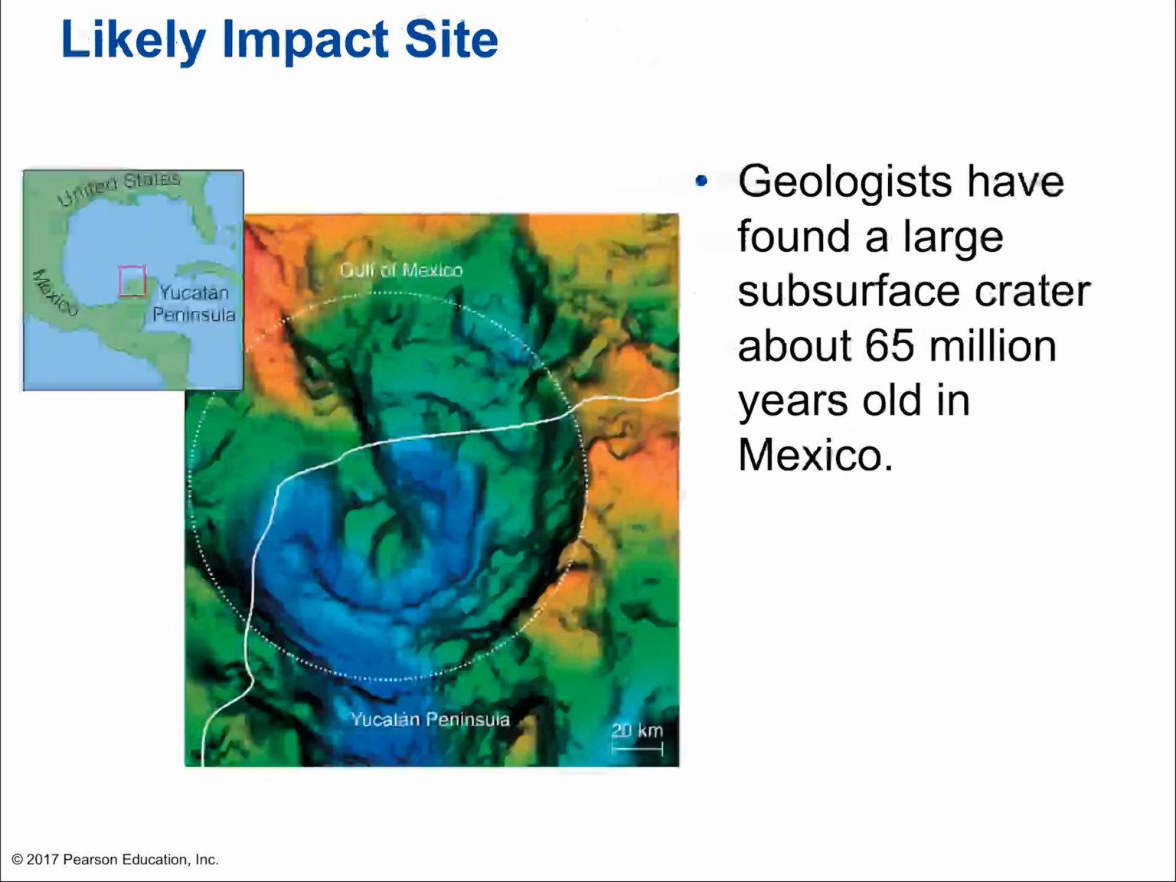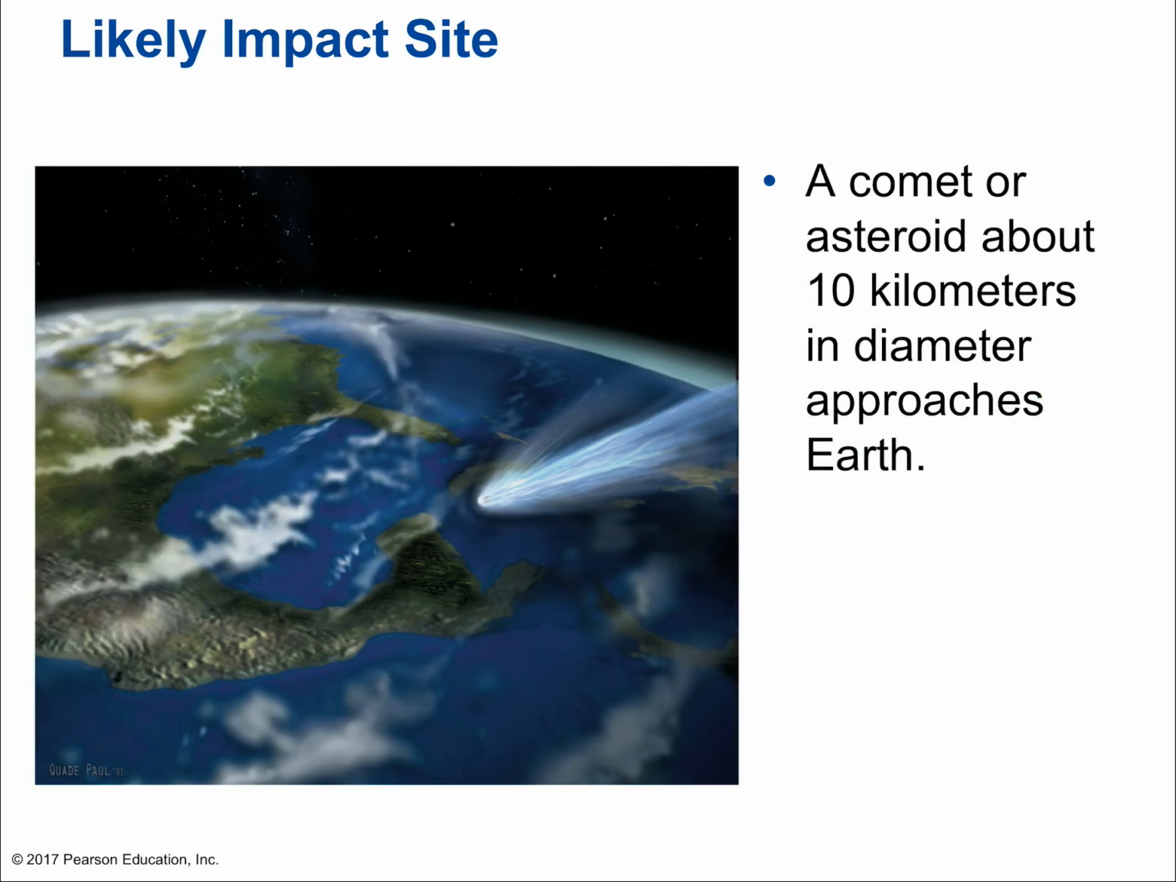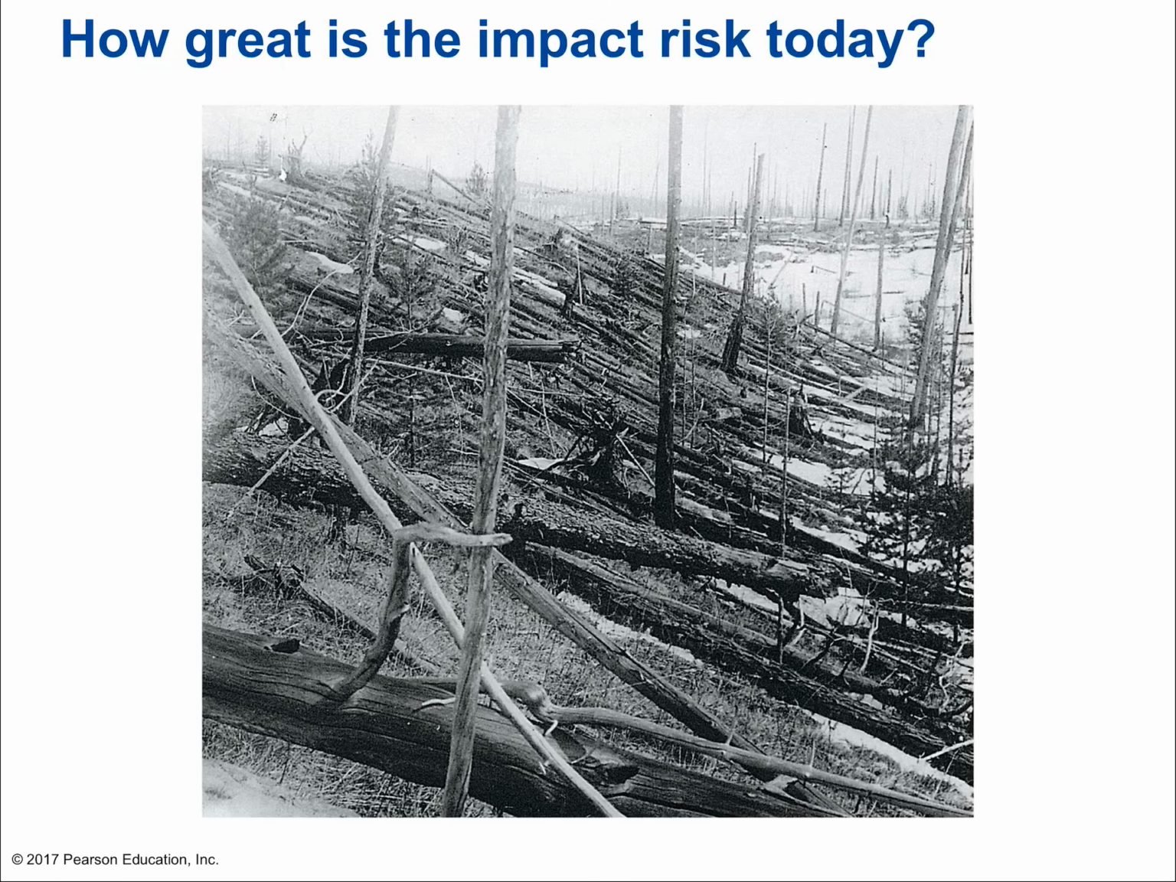And we need a smoking gun, right? Geologists think that it's right here in the Yucatan Peninsula because they can see a huge crater that dates to about the right time. So that would be the impact site right there, the Yucatan. A comet or asteroid about 10 kilometers, they were not sure what it was, whether it was a comet or asteroid, about 10 kilometers in diameter would approach the Earth and crash, releasing a huge amount of energy.